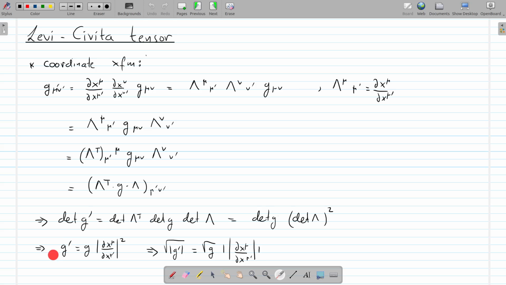So let's use this notation, G prime for det G prime and G for det G, and lambda is the Jacobian dx by dx prime. So we see that the determinant is not a scalar because it transforms when we change the coordinate system. And similarly, if we want to see how the square root of the determinant transforms, then we have to use here the absolute value of the Jacobian.